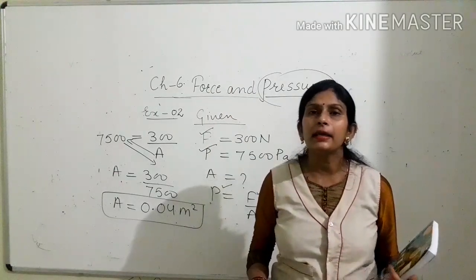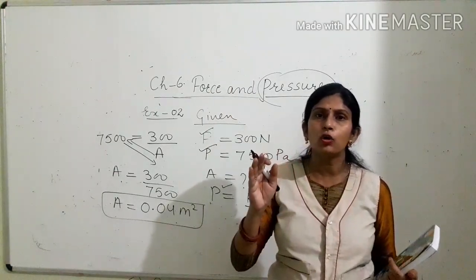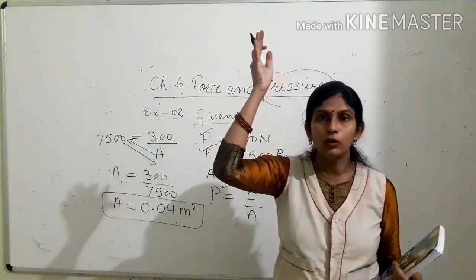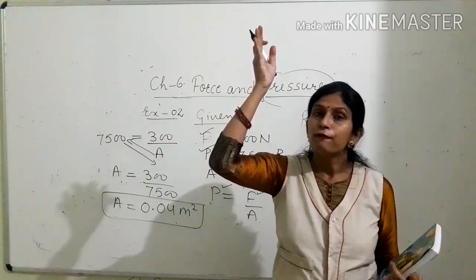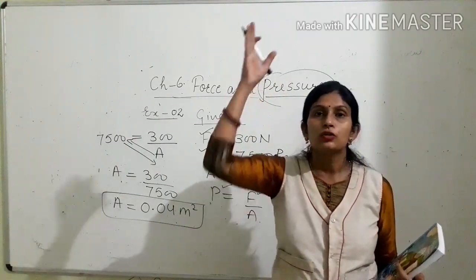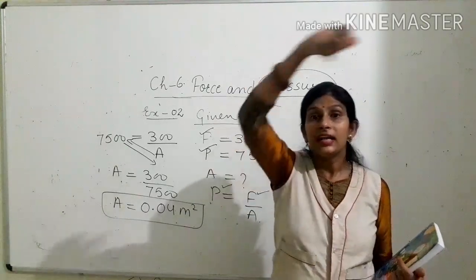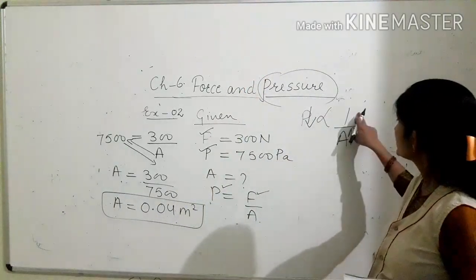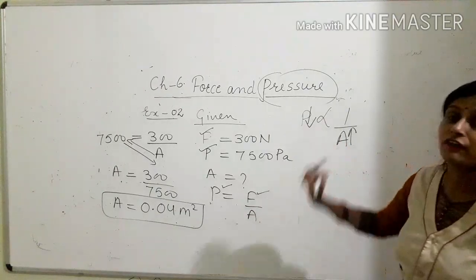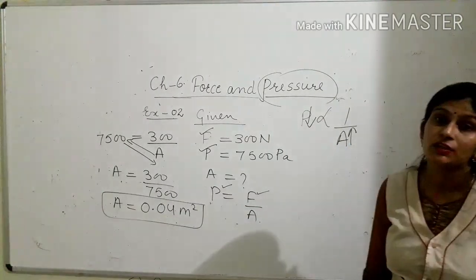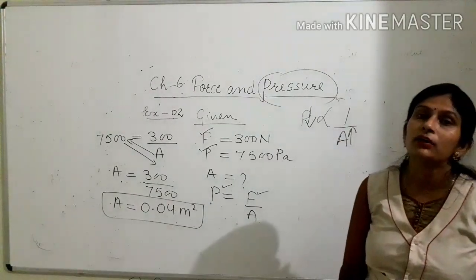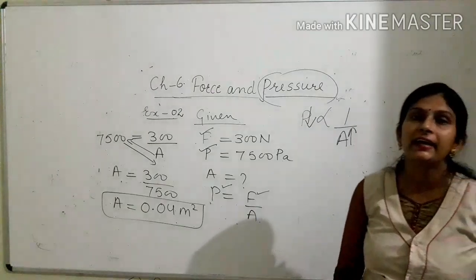And when they keep any heavy luggage or heavy load over their heads, that luggage or heavy load applies force on the head, but now the area is increased, so force is applied on a large area. So when force is applied on a large area, then pressure will be decreased. So less pressure is created on their heads, which they can tolerate.